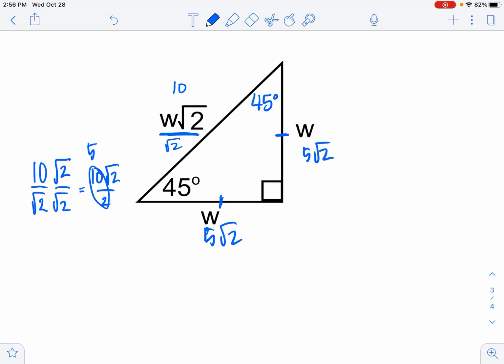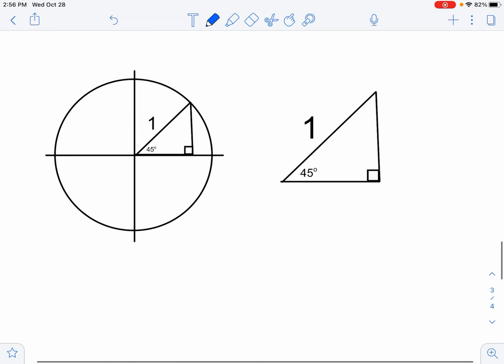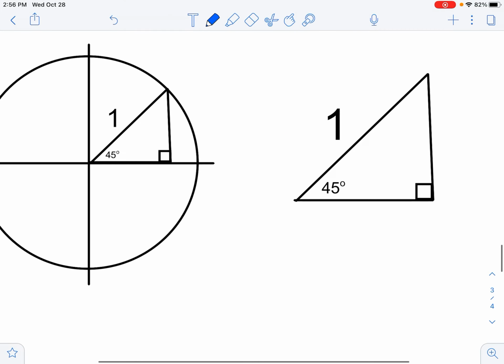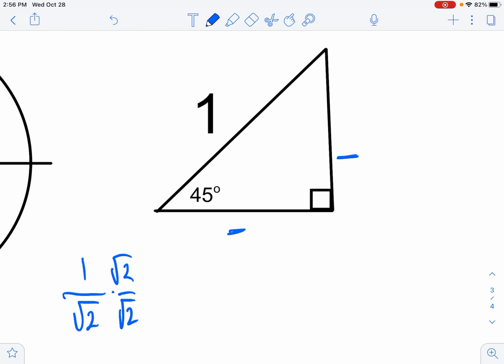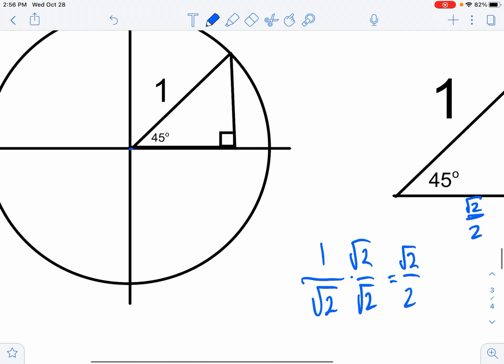Okay? So what you really need to know is that if this is 10, to get this, you need to divide by root 2. All right, so let's apply that to this. There's my 45-degree reference angle in my unit circle. I gave you the hypotenuse as 1. To get these sides right here, I have to divide 1 by root 2. If I divide 1 by root 2 and I rationalize it, I get root 2 over 2. So this side is root 2 over 2, and this side is root 2 over 2.